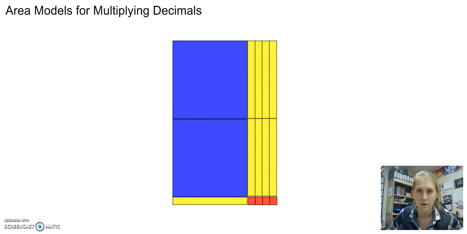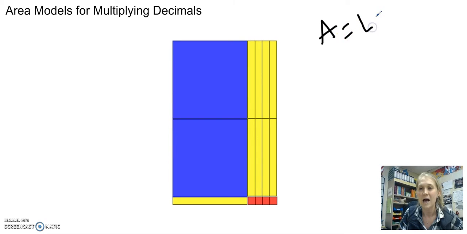So let's take a look at the model that we have here. The first thing we have to do is be able to read the model. Again, this is an area model, so it's important that we remember that area equals length times width. So the first thing we do when looking at an area model is we need to know what is the length and what is the width. If we look right up here, we're going to label this as our length, and we're going to label this section over here as our width.